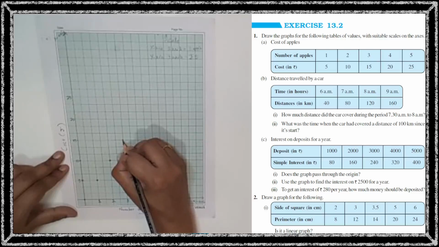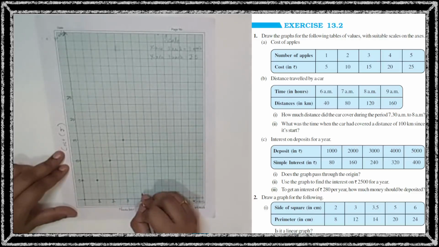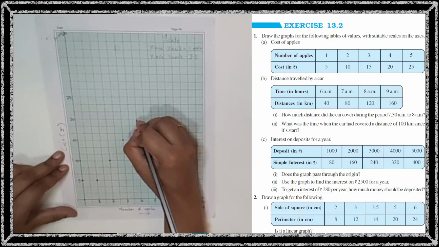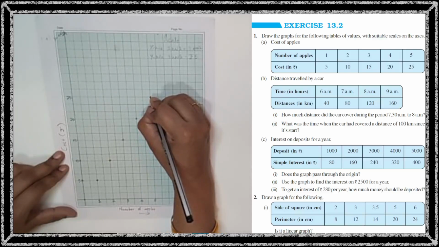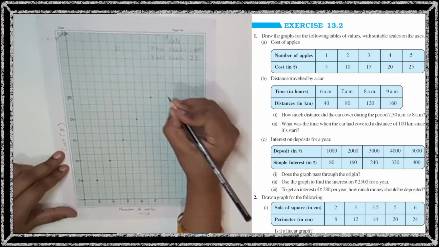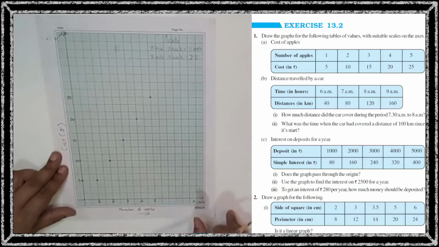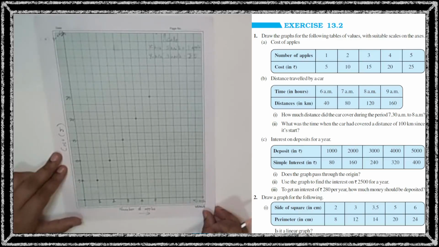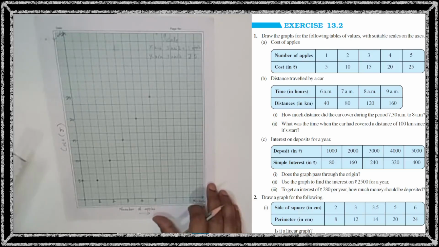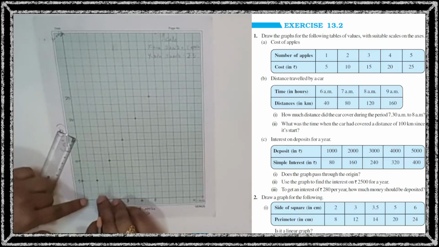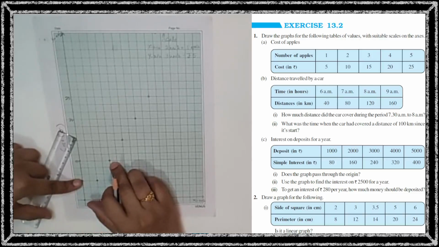Of course, assuming that they don't have any sales. Usually you have offers if you buy more, which even your vegetable and fruit vendors do. If you buy more, they're going to reduce the total price for you, which is going to be a win-win situation for both of you. But here it's very plain and simple: for 1 apple, if it is 5 rupees, for 2 apples, it is 10 rupees, and so on.